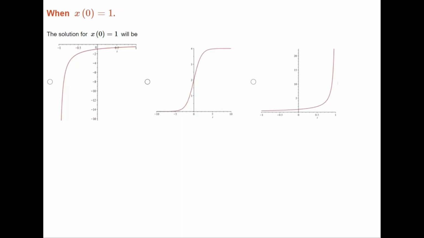So it's not hard to find out, and you can see that one of the graphs is passing through x equal to 1, one of the graphs is passing through x equal to 2, and the third graph is passing through x equal to minus 1, corresponding to t equal to 0, and we are interested in the one which has the value x of 0 equal to 1. So we click this one.